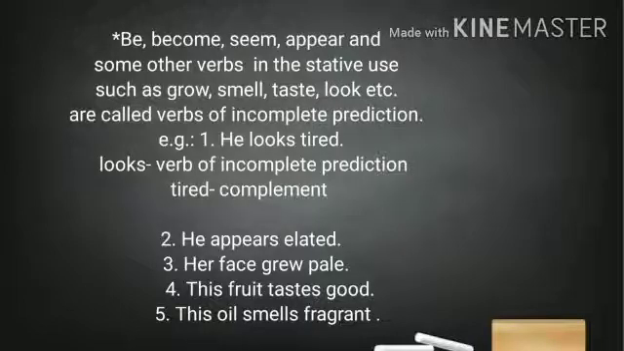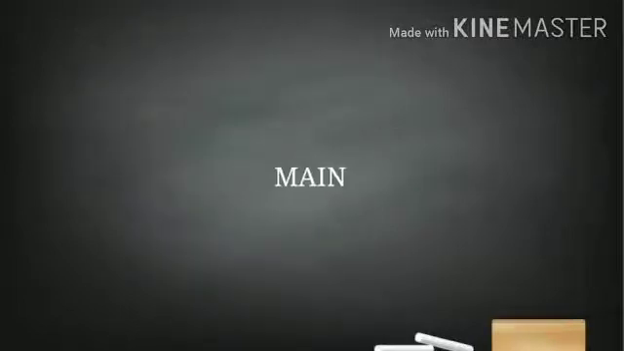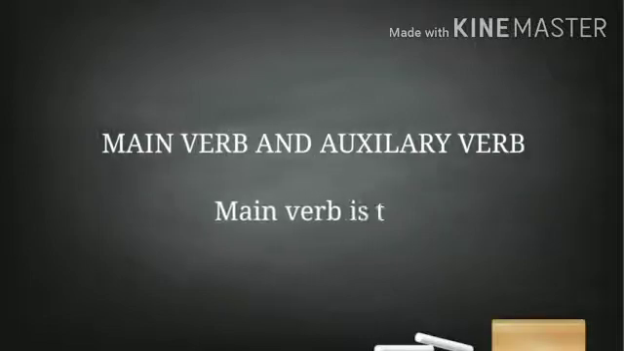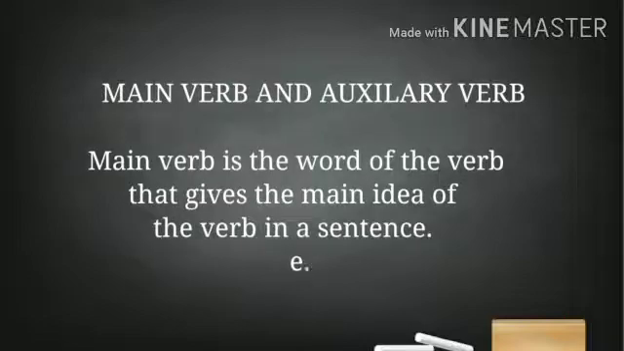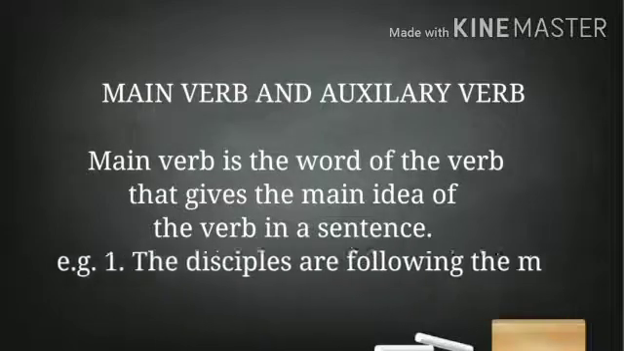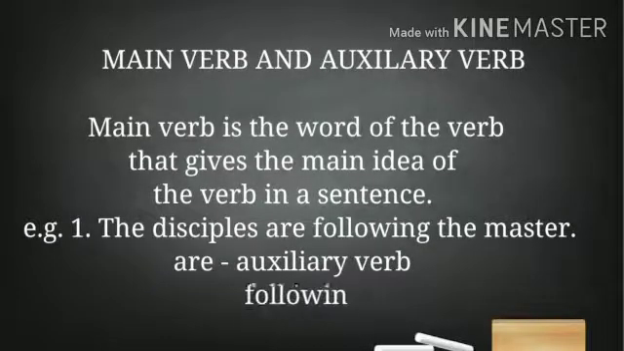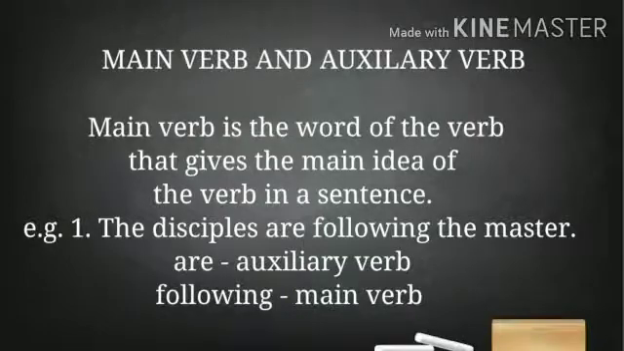Now let's move on to main verb and auxiliary verb. Main verb is a word of the verb that gives a main idea in a sentence. For example, the disciples are following the master. Are is auxiliary verb or helping verb. Following is main verb. How do we differentiate?